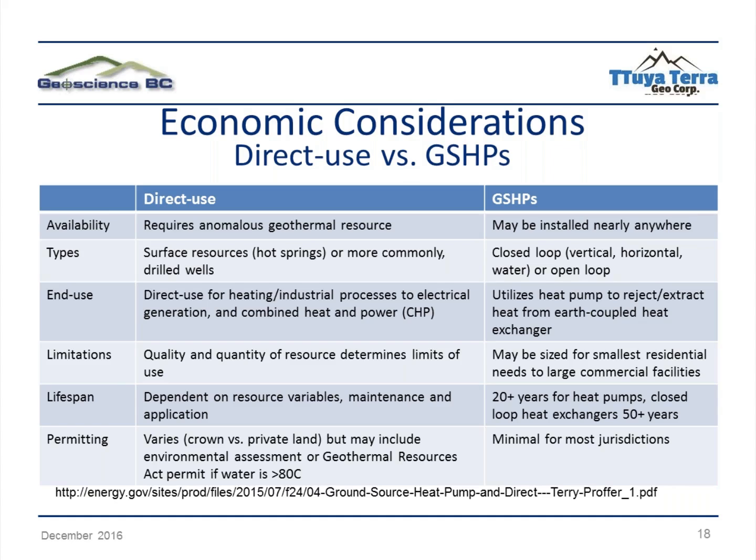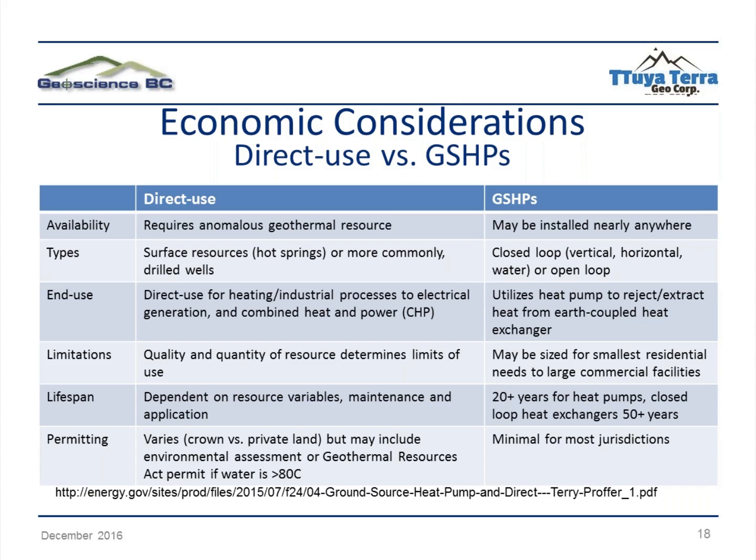Conversely, for ground source heat pumps, these can be installed pretty much anywhere. So the constant temperature of the ground at 5 to 100 meters is consistent throughout the year, pretty much everywhere in the world, excluding maybe where there is permafrost. So in terms of types of direct use and ground source heat pumps, there are different configurations for ground source heat pumps that would result in more expensive systems, such as vertical borehole drilling.